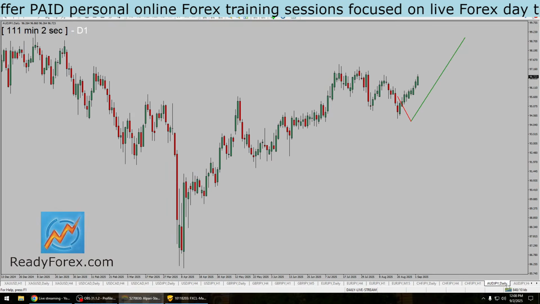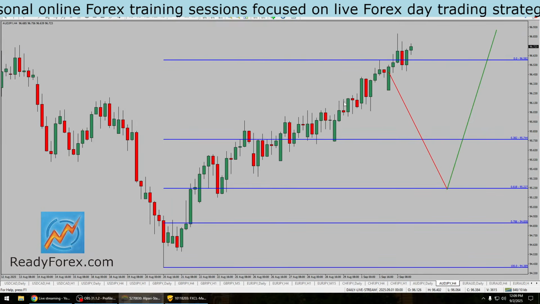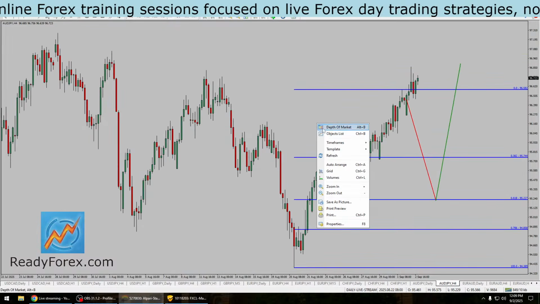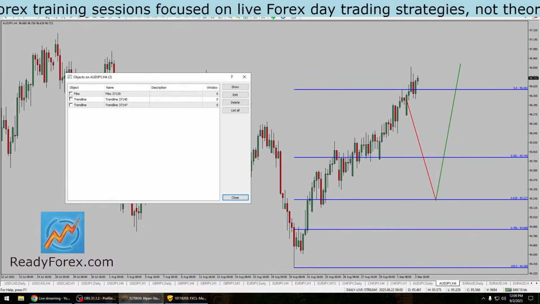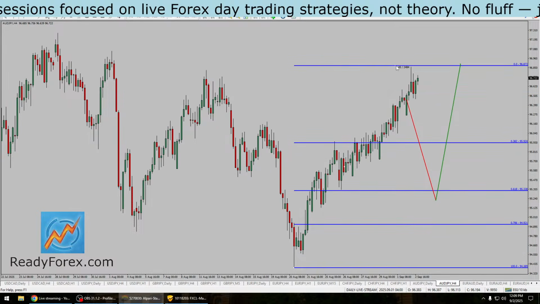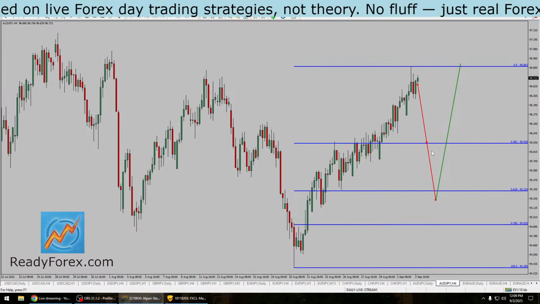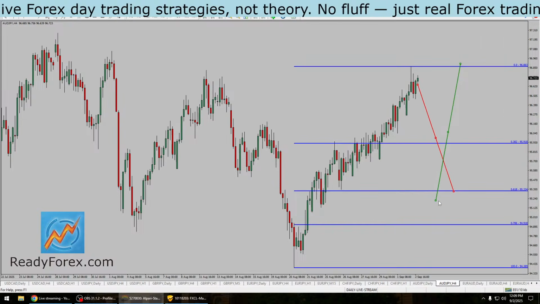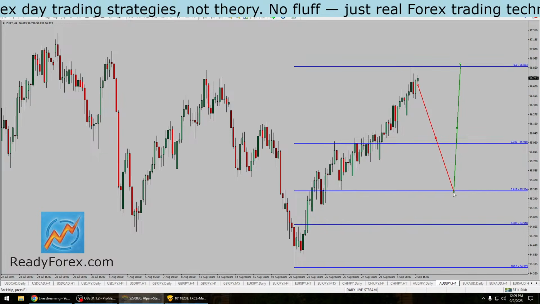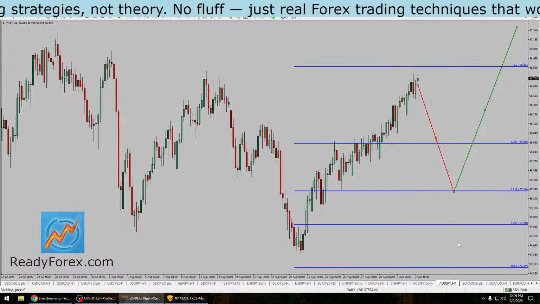Next one is the AUDJPY. Price action is rising up. Wait for a bearish leg. So far we're not getting a bearish leg, so wait for it. Wait for the market to drop first before you try to join an uptrend over here. It's not a good idea to buy at the current market price in the AUDJPY currency pair. A good idea is to wait for a pullback.